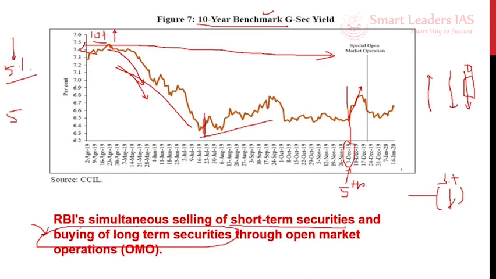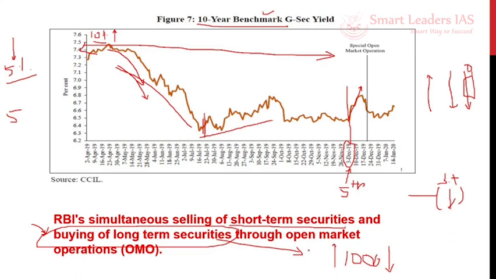So this is not going to help the RBI, because if it says, I'm going to create a demand for the long-term bonds by buying them, it has to put more money into the market. Already there is a liquidity surplus. So what should it do? It should not change liquidity. How will it not change liquidity? By simultaneously making purchases as well as sales.